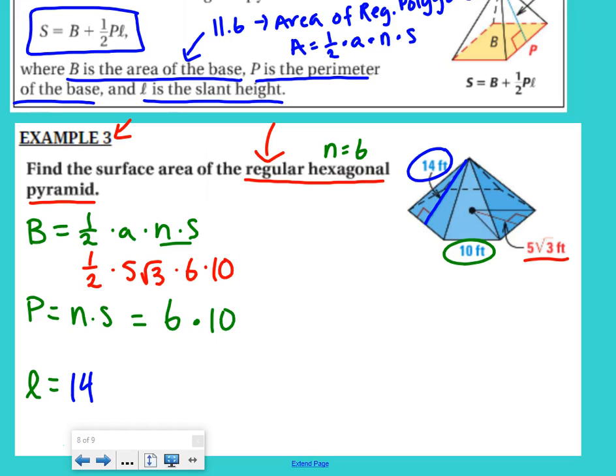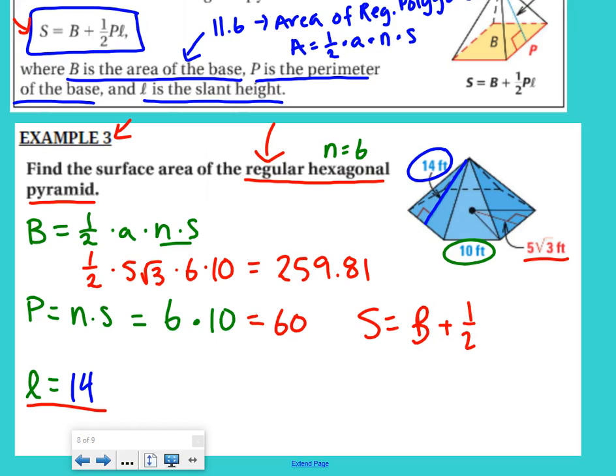Now, if we solve for all of these, the area of the base is 259.81. The perimeter is 60, and we already know that the slant height is 14. So now we just need to plug those into our surface area formula, which is area of the base plus 1/2 the perimeter times the slant height.